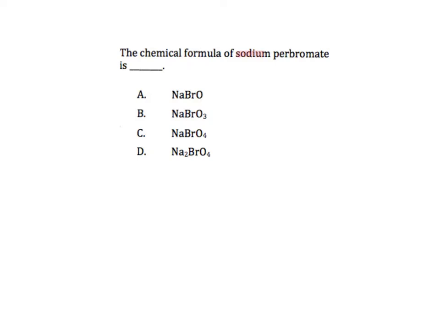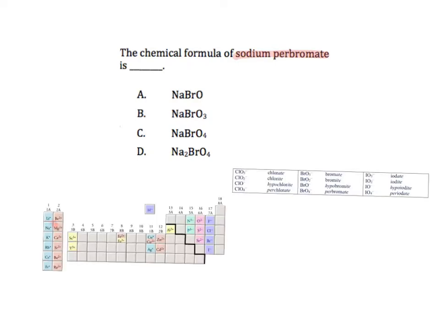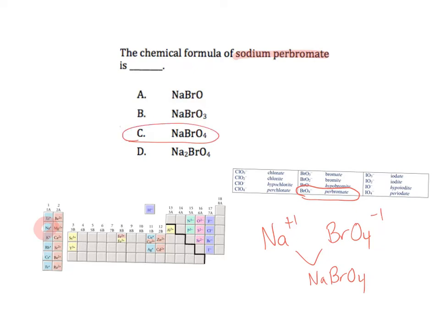What is the formula for sodium perbromate? Sodium is in group 1. Perbromate is a polyatomic ion, BrO4 -1. So they will come together to make NaBrO4. Now remember, per is always for the oxygen that has the most. Per is most. Hypo is least.